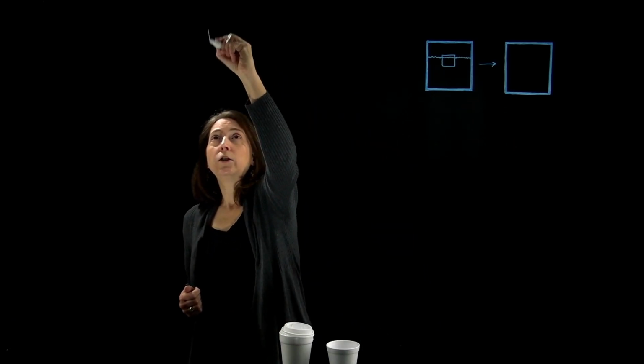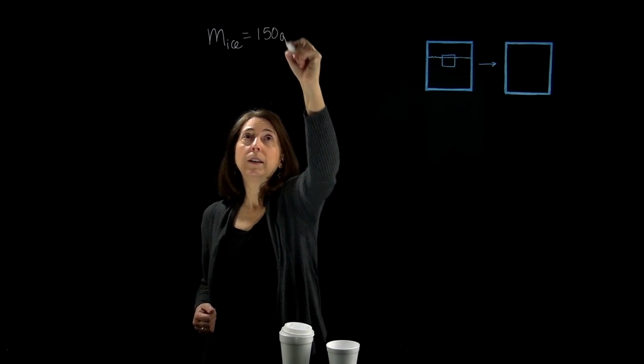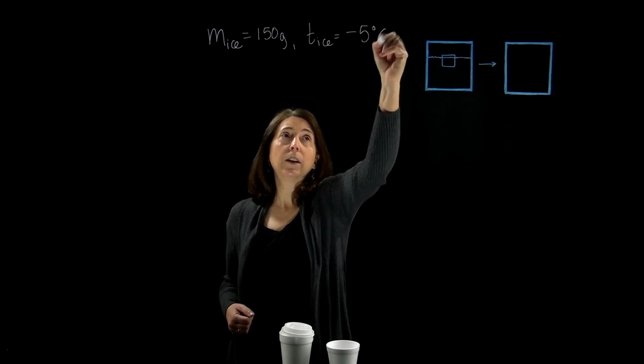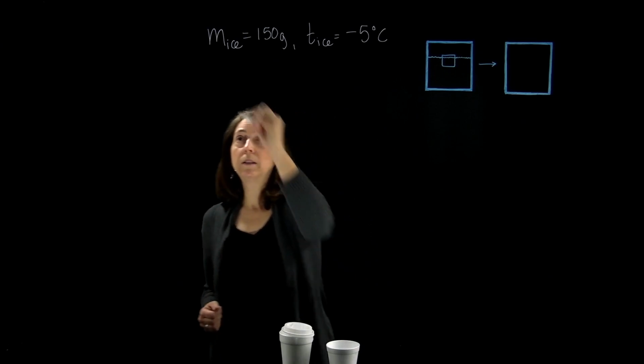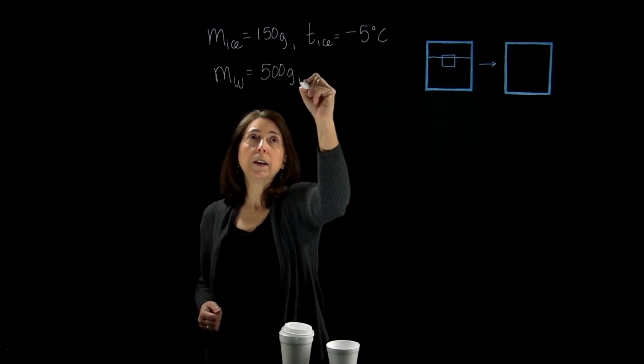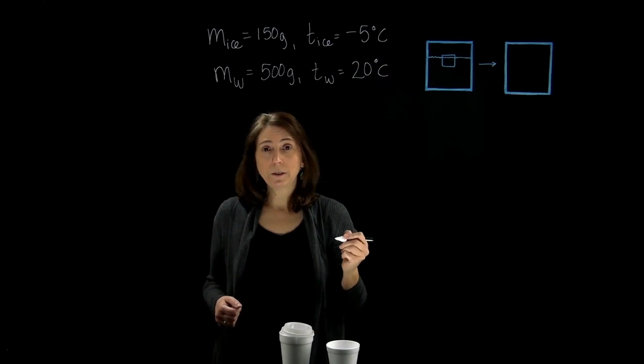Like any good problem-solving approach, it's best to start with a picture. So here I've drawn the initial state where the ice has just been added to the water. The initial mass of the ice is 150 grams, and its initial temperature is -5 degrees Celsius. The initial mass of the water is 500 grams, and its initial temperature is 20 degrees Celsius.